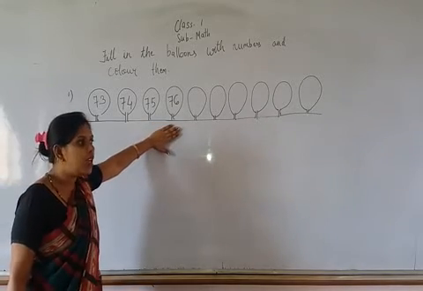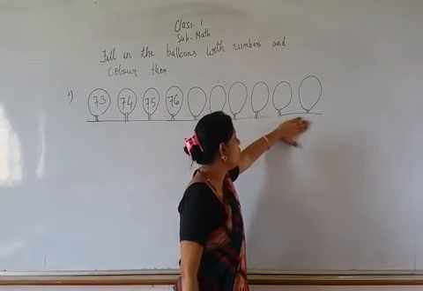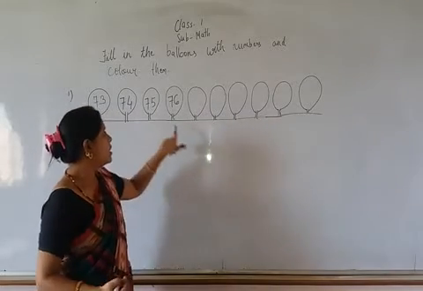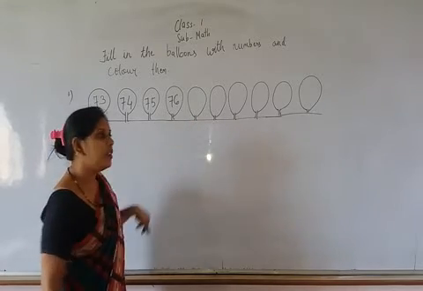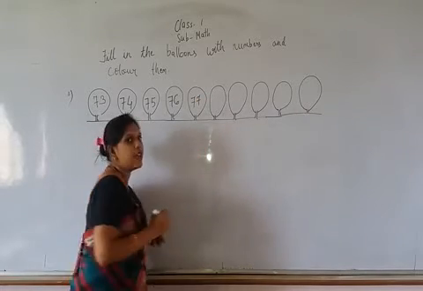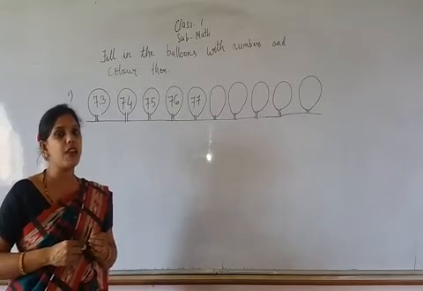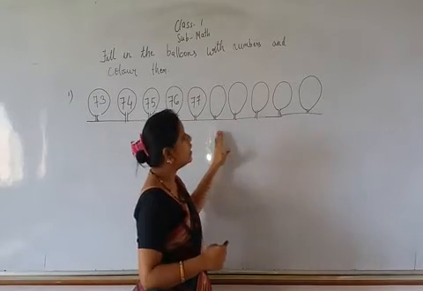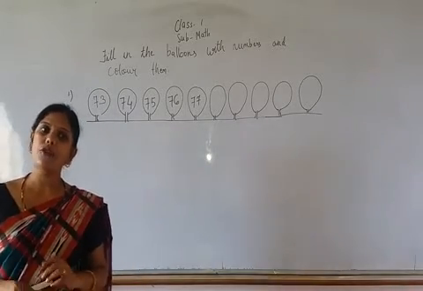This balloon is already filled. So what do we have to do now? We have to fill the balloons that are given after 76. Now which number will come after 76? 77. Okay. What do we have to do? We have to write the after numbers. Why are we writing after numbers? Because the balloons that are empty are drawn after. Okay. So that is why we are writing the after numbers.